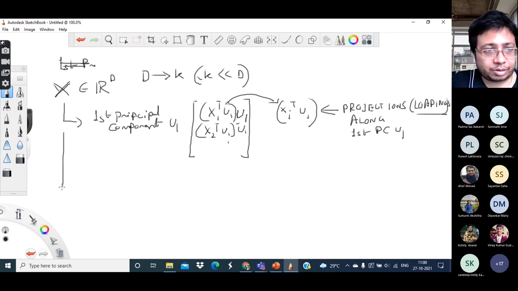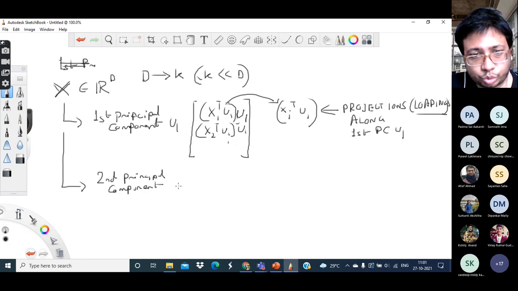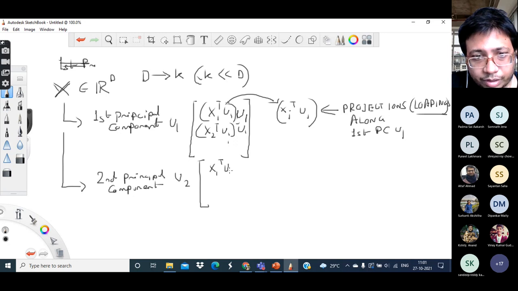Next, what happens? The next is the second principal component, u2. What is u2? Again, in the same way, x1 transpose u2 times u2, x2 transpose u2 times u2, etc.